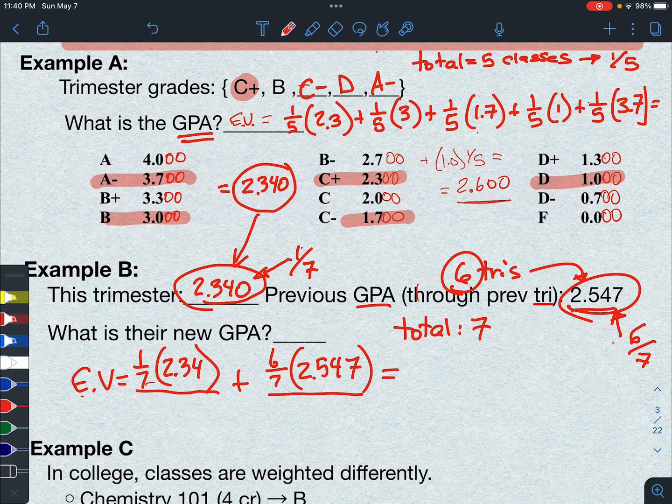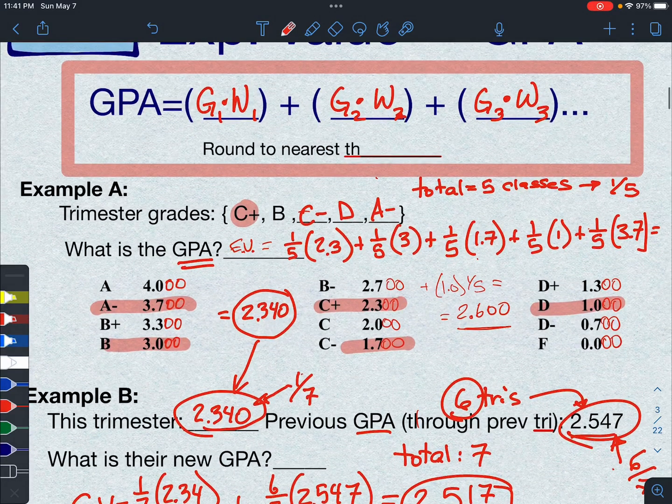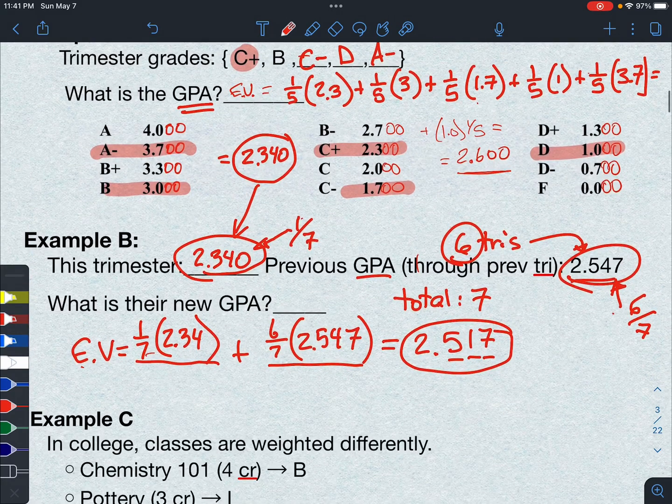Okay. All right. And my new GPA is going to be 2.517. Notice how I rounded it out to the nearest thousandth, because GPAs are always rounded off at the thousandths. Okay, so 3 decimal spots after the dot.